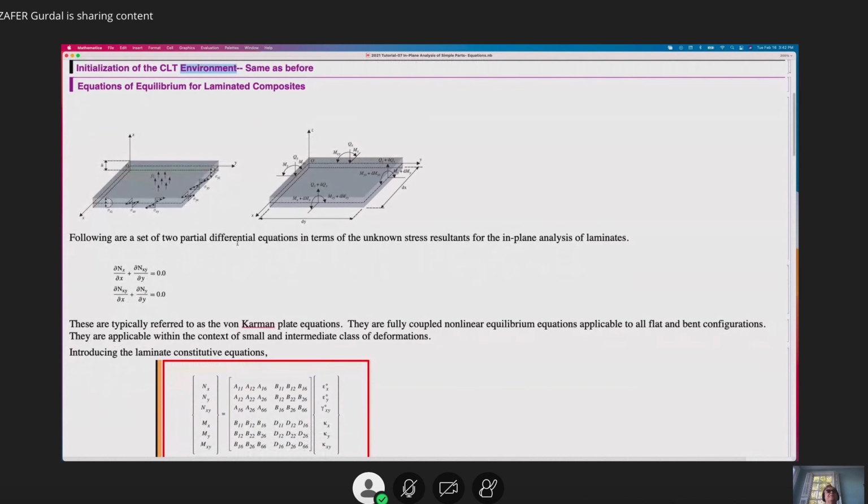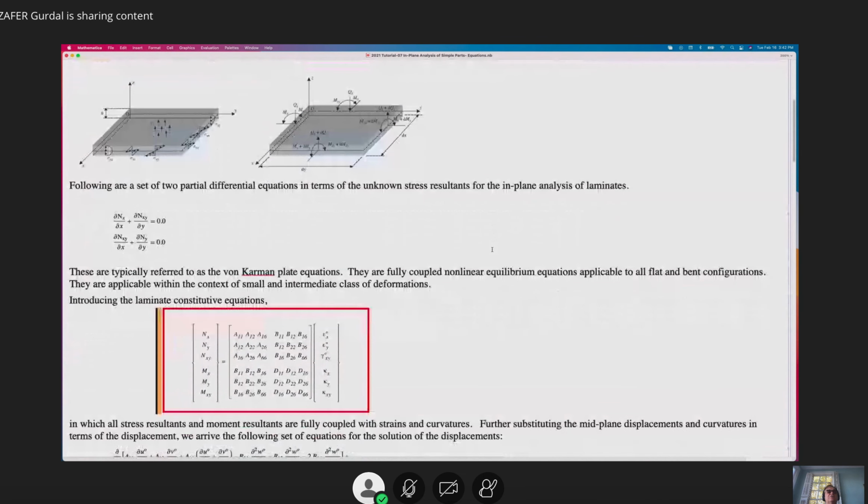What's really important for you is we have these partial differential equations in terms of the stress resultants that we need to solve in order to actually solve a problem. In the case of in-plane, we basically said that there are no B matrices, no kappas, so we wrote the expressions between N and epsilon, which for the in-plane analysis, partial Nx partial x plus partial Nxy partial y is equal to 0, and partial Nxy partial x plus partial Ny partial y is 0.